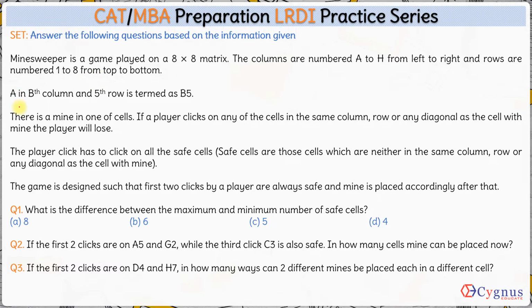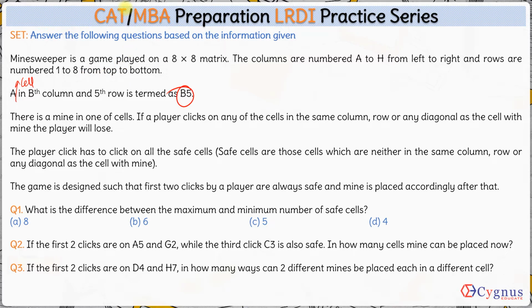Okay. So columns are A, B, C, D, E, F, G, H, and rows are 1, 2, 3, 4, 5, 6 and so on. Okay, so a cell in the B column and fifth row is termed as B5.